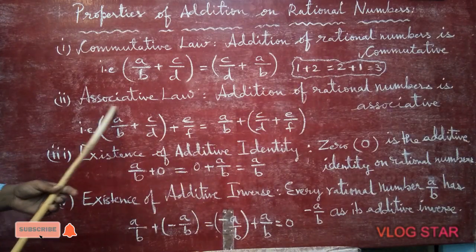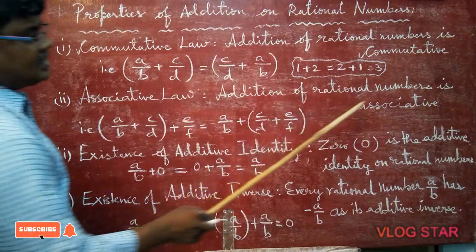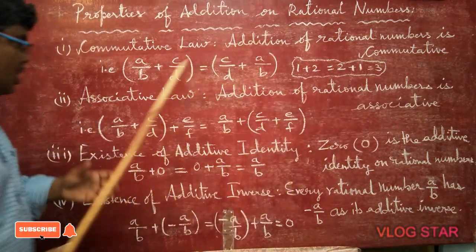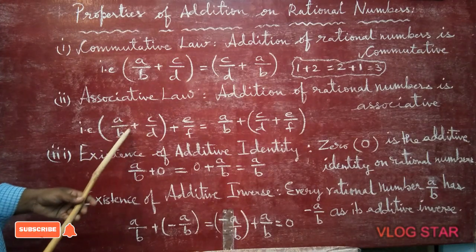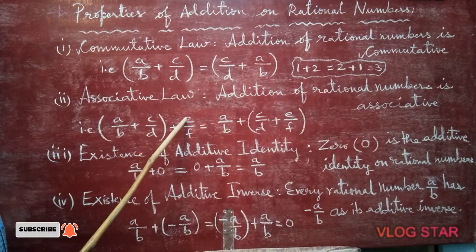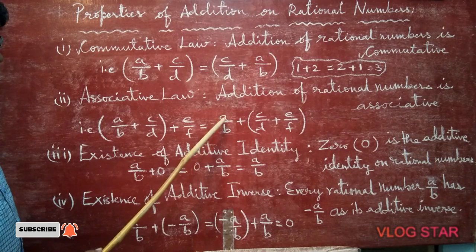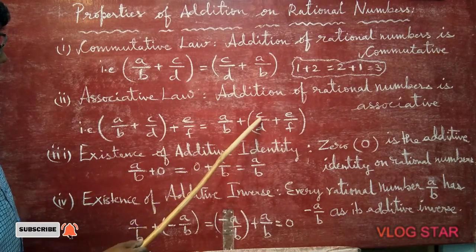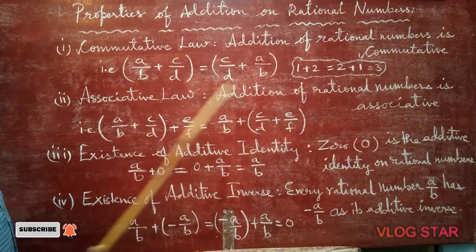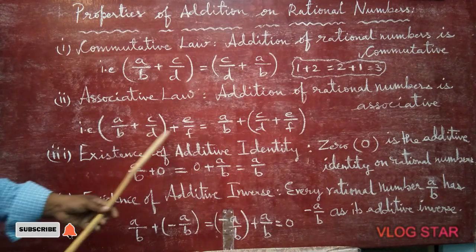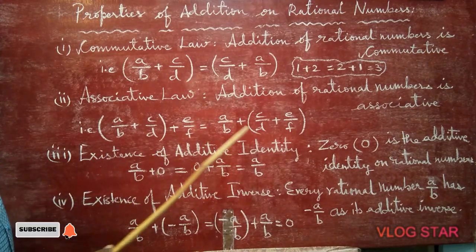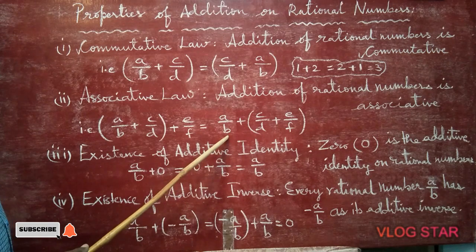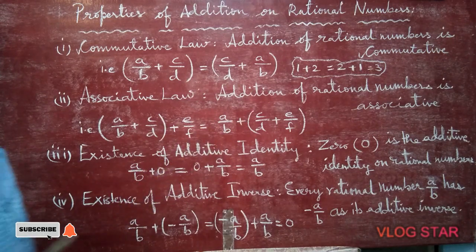Coming to the second one, associative law. Addition of rational numbers is associative. Associative in the sense: a by b plus c by d, plus e by f, is equal to a by b plus, c by d plus e by f. If you add the first two and then the third one, or add the last two and then the first one, the same answer comes.